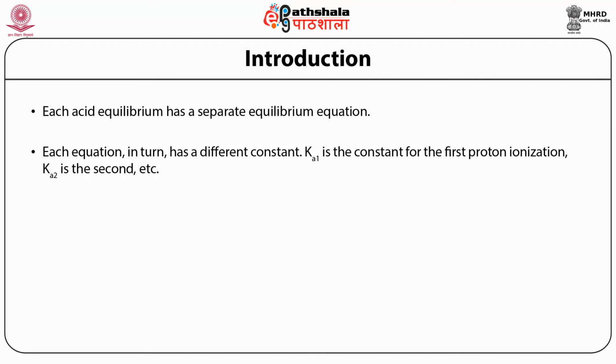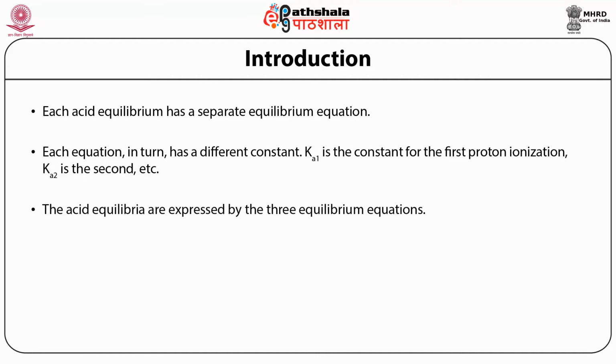Ka1 is the constant for the first proton ionization. Ka2 is the second proton ionization. Similarly, it continues with Ka3, and it may be Ka4. The acid equilibria are expressed by three equilibrium equations.